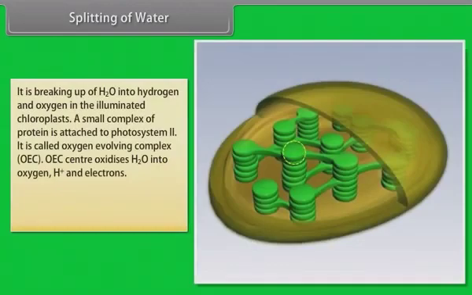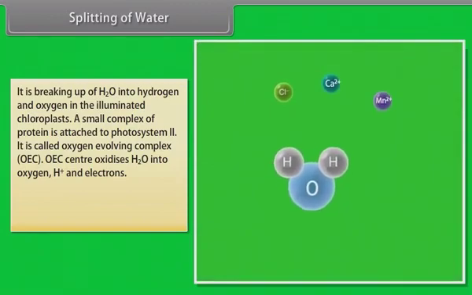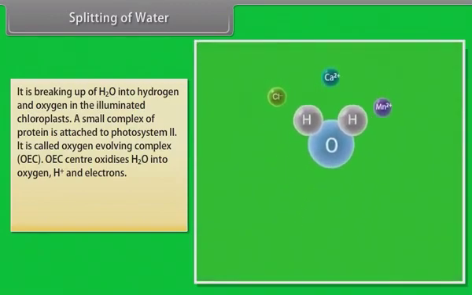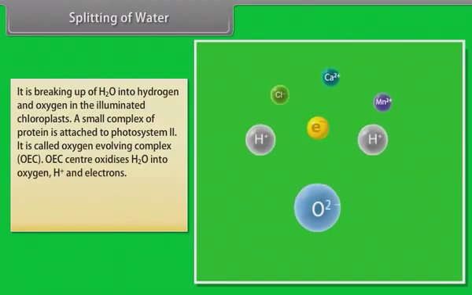Splitting of water. It is the breaking up of H2O into hydrogen and oxygen in the illuminated chloroplast. A small complex of protein is attached to photosystem II. It is called the oxygen evolving complex. The OEC center oxidizes H2O into oxygen, H+, and electrons. Cl-, Ca2+, and Mn2+ are required during this process.